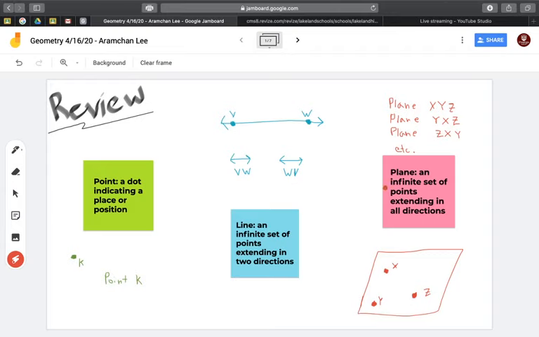A plane is an infinite set of points extending in all directions, which can be illustrated like this. Like I said last lesson, this is not a complete representation of a plane because a plane has no boundaries, but we have to include boundaries in order to illustrate it. And it can be written as plane XYZ, plane YXZ, plane ZXY, etc. As long as you have three different points that are not collinear.